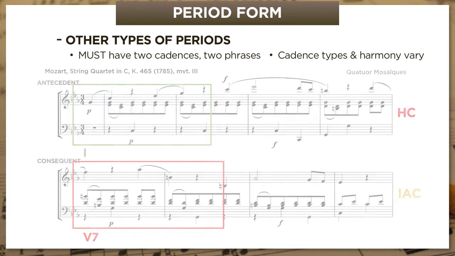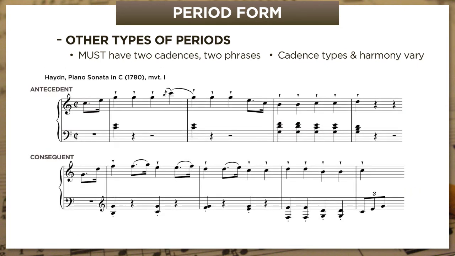Here is the opening of a famous Haydn piano sonata, very clearly antecedent and consequent phrase, ending on a half cadence, and a PAC. And notice that the phrase openings, although there's some similarities, the accented notes and so forth, there's really nothing like a parallelism here. This is an instance of a contrasting period.